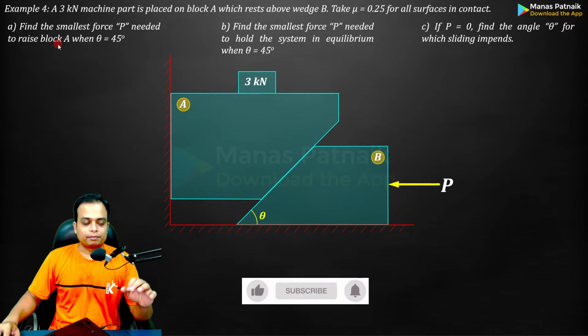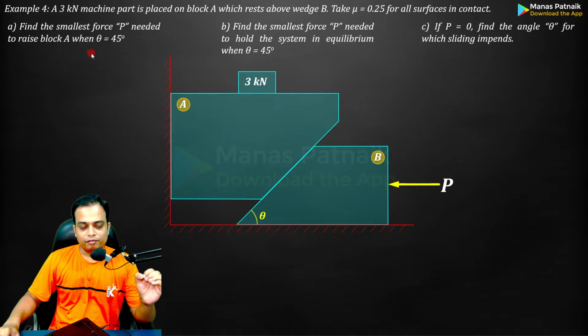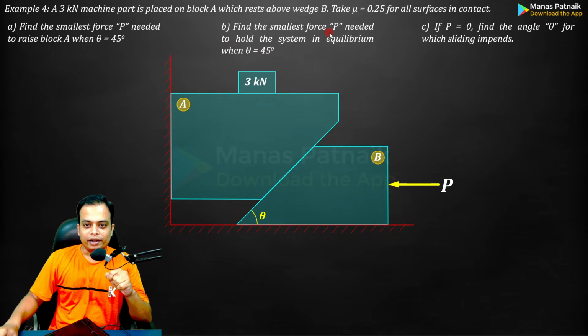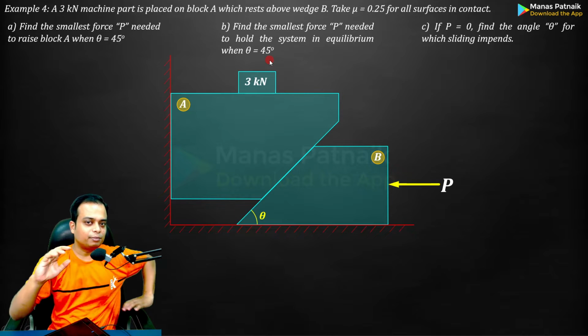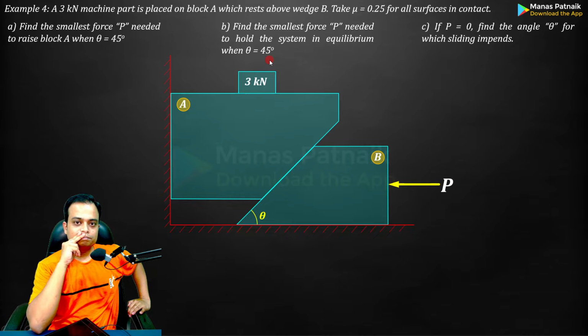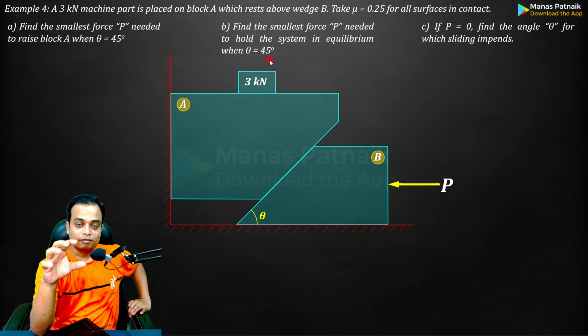The first thing, find the smallest force P needed to raise the block A when theta is equal to 45. Then read this: find the smallest force P needed to hold the system in equilibrium when theta is equal to 45. So, what is the difference? Will the answer be different in both the cases? The answer is different because the descriptions are different, and the free body diagrams that you are going to create with me will also be different.